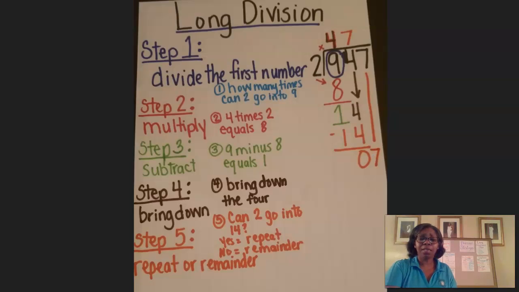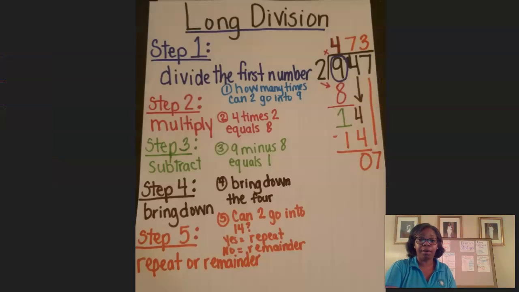Now, just because we got 0, that doesn't mean the problem is over. Remember that. Let me say that again. Just because we got 0, the problem is not over, because step 4 says to bring down. We have another digit to bring down. So we have to bring down this next digit. So we bring down our 7, and then we create the number 7. And then we're going to do step 5 here. We're going to repeat if possible.